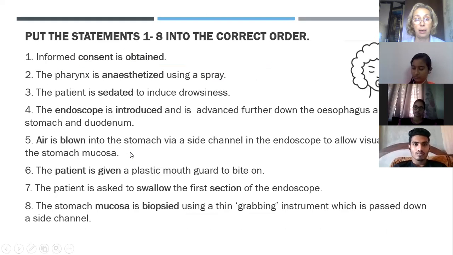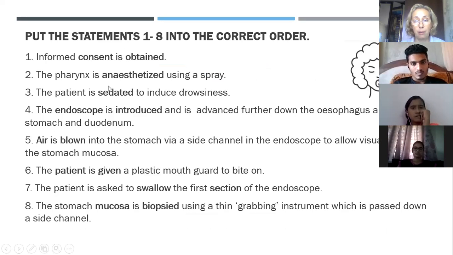Thank you. And now we have the same sentences with the answers, which are highlighted here. And so here are informed consent. Pharynx is anesthetized. Patient is sedated. Endoscope is introduced. Air is blown. The patient is given. He's asked to swallow the first section of the endoscope. The mucosa is biopsied.